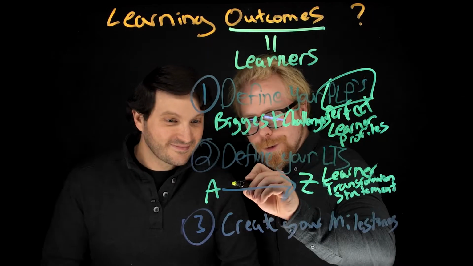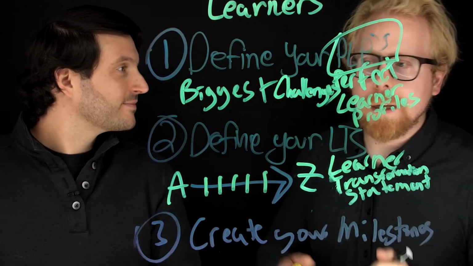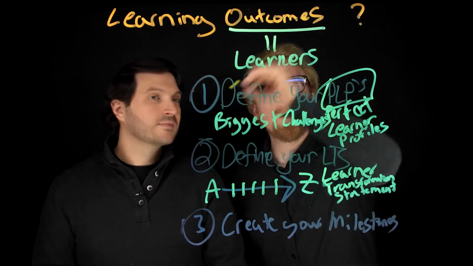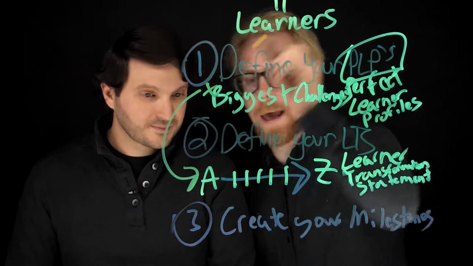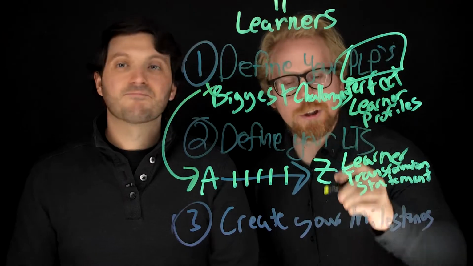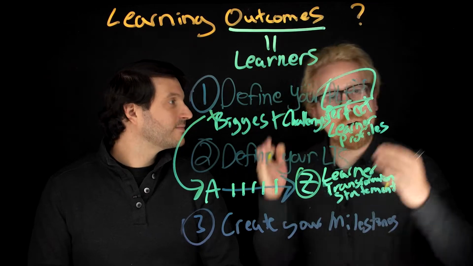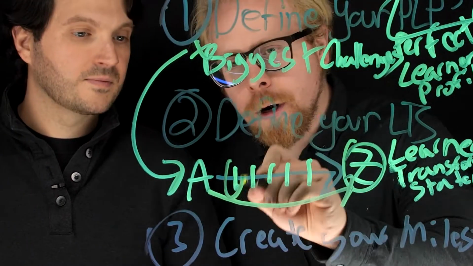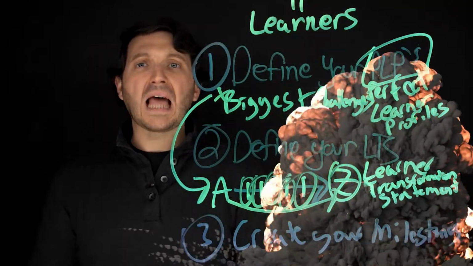So the milestones are the outcomes that your learner gets along the way from the A to Z. Now, the reason why you need to define your learners first is because the biggest challenge is the A. Then solving that biggest challenge is the Z. And the steps that your learner has to go through in order to get to the Z are the outcomes. Absolutely. Mic drop.